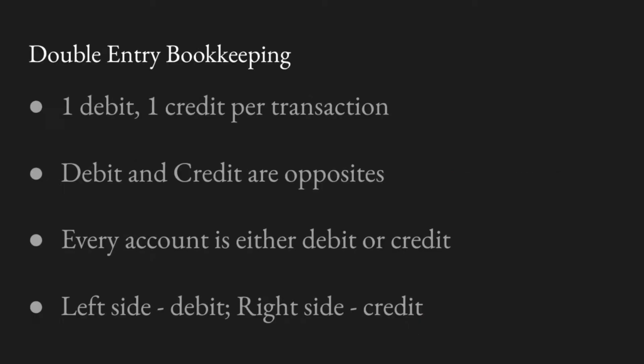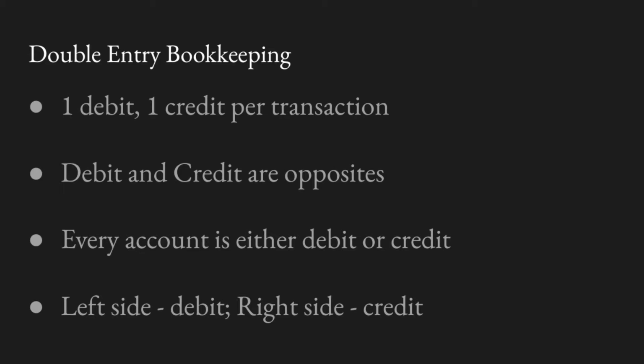And with the basics of accounting comes double entry bookkeeping. And that means that for every transaction, there's one debit and one credit. Debit and credit are exact opposites. And every account, so for example, sales is an account, is a debit or a credit. And to tack onto that, whenever you look at an accounting sheet, the left side is usually going to be the debit side, the right side is going to be the credit side.